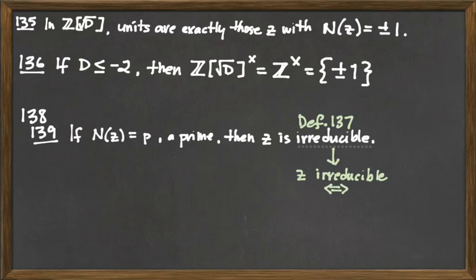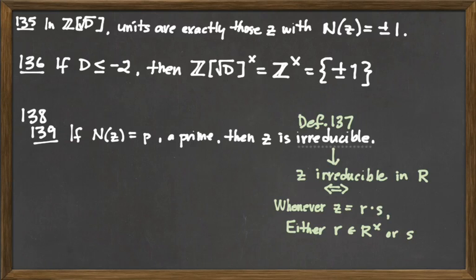Z is irreducible if and only if, whenever we write Z as a product of two elements, so Z is equal to, let's say, R times S, then the conclusion is that either R is a unit. I should have said here Z belongs to a ring R. Either R is itself a unit or S is itself a unit. So we can't factor. We can't write Z as a product of two things unless one of those things happens to be a unit.